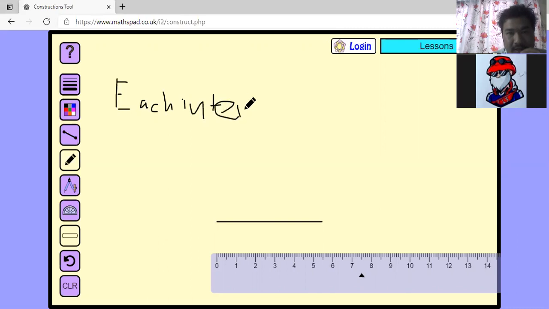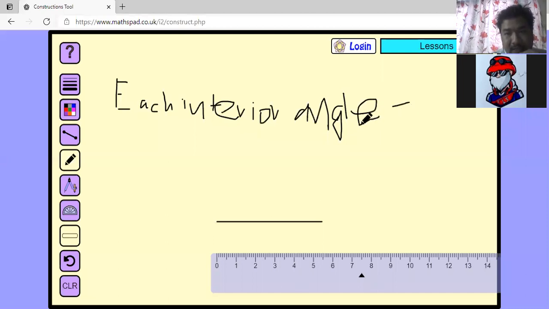Each interior angle. Right there, and in your copy write it down. Its formula is there. You also write, okay, together with me.